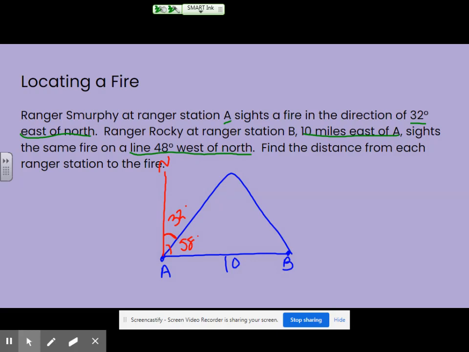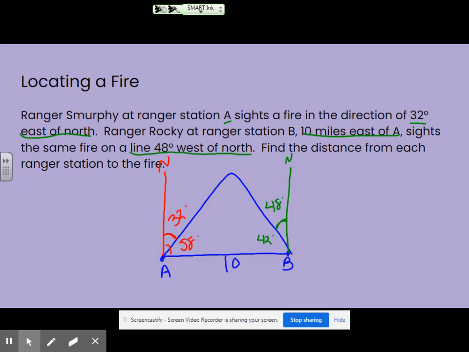We're going to be doing a similar thing for B. I draw a line north. However, Ranger Rocky is sighting at 48 degrees west of north. West is kind of left, to the left of north. This little pocket angle here is 48 degrees, and we can do the same thing to figure out that triangle angle, subtracting from 90, is 42 degrees.